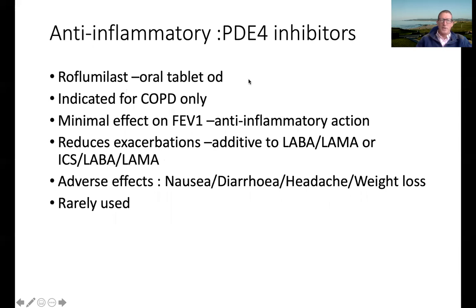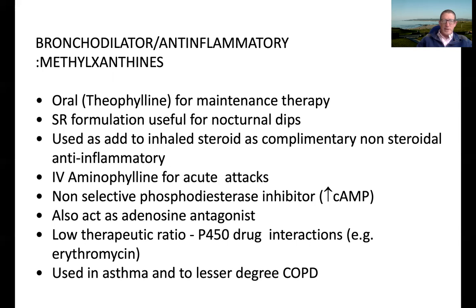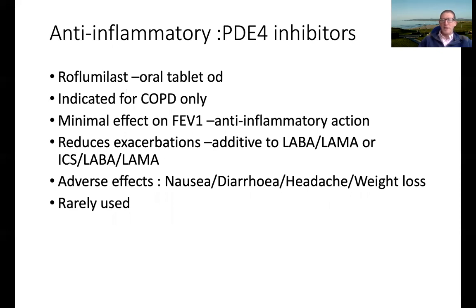If you want to give a phosphodiesterase inhibitor for COPD, then this is the one you would use. So these are phosphodiesterase type 4 inhibitors. So theophylline is a non-selective phosphodiesterase inhibitor, and roflumilast is a selective inhibitor of phosphodiesterase type 4. So if you like, it's sort of designer theophylline in a simple way. It's given once a day. It's only indicated for COPD, not for asthma.